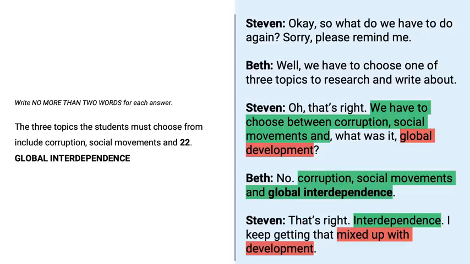The answer to question number 22 was global interdependence, not global independence, interdependence. Have a look at this. Stephen said, we have to choose between corruption, social movements, and what was it? Global development? Beth said, no, corruption, social movements, and global interdependence. Stephen says, that's right, interdependence. I keep getting that mixed up with development. So if you wrote global development, that would also be wrong.